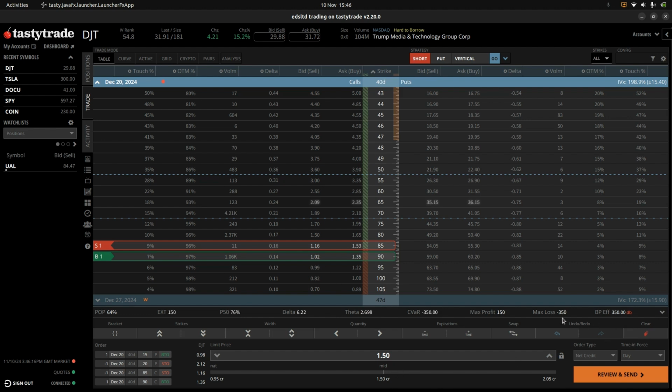We now have a max loss. Before it was unlimited. Now it's defined because we've bought a long to cover our short. Our broker knows this, and so our max loss has been defined, and our buying power is limited to only what the max loss is. So that is how you can find positions and manipulate positions to fit inside any size portfolio.